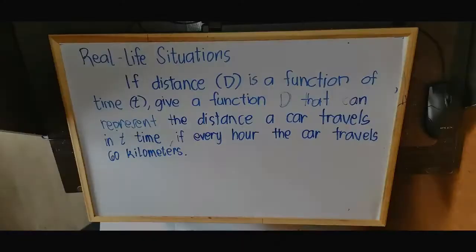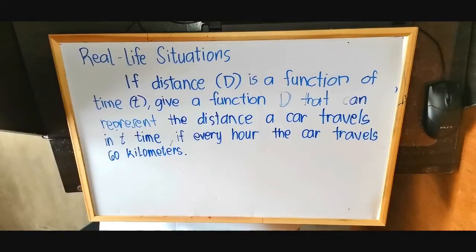Let us proceed with the next example. If the distance d is a function of time t, give a function d that can represent the distance a car travels in t time. If every hour the car travels 60 kilometers, ibig sabihin, si car ay nagta-travel ng 1 hour at ang na-travel na ay 60 kilometers. So what if 2 hours na siyang nagta-travel? So the distance the car travels is 120 kilometers.